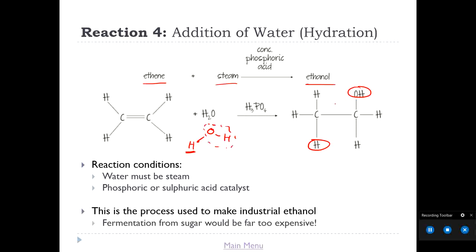This is actually, so the ethanol that we use in the lab, the big bucket that we have, this would be the process used to make industrial ethanol. Using the fermentation process from sugar, which you would use to make drinking alcohol, would be incredibly expensive to produce the amount of ethanol needed in industry or in labs. So we use this process instead. It's much cheaper to get it in mass quantities.